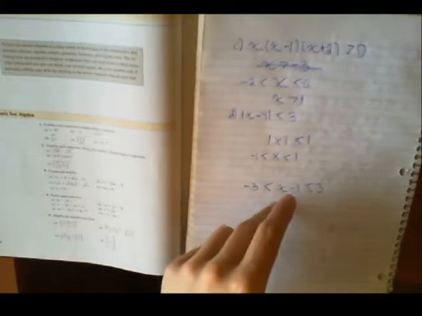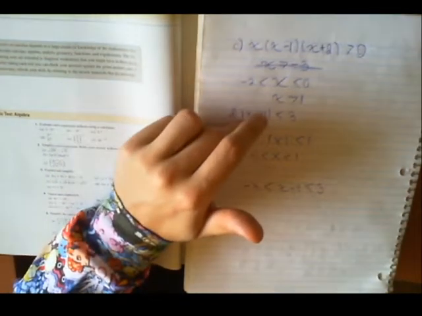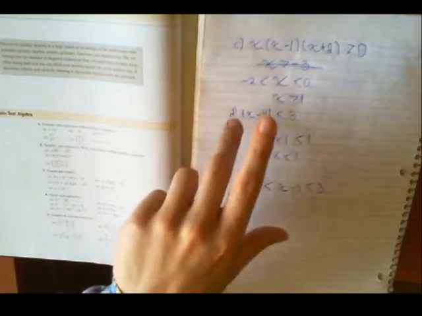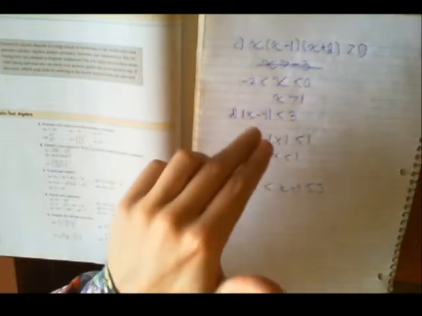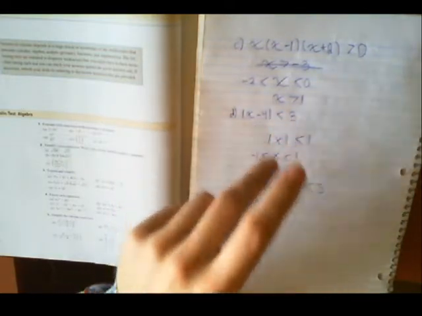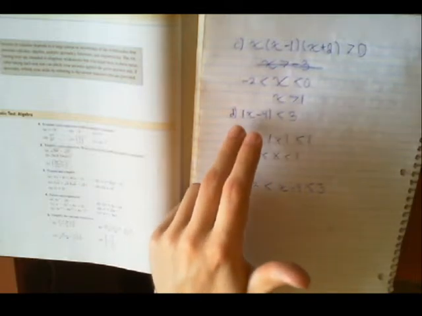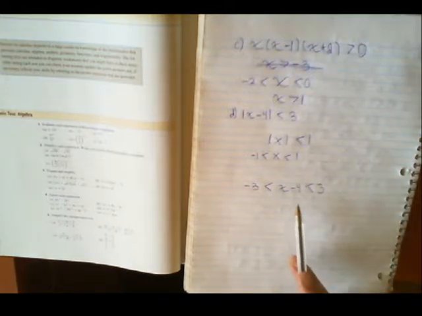Just to verify that this is actually how it works, let's say we have x equals 10. So 10 minus 4 is not less than 3. That was a bad example. Let's do x equals 2. So 2 minus 4 is negative 2. Absolute value of that is going to be less than 3 because 2 is less than 3. And here it also holds.